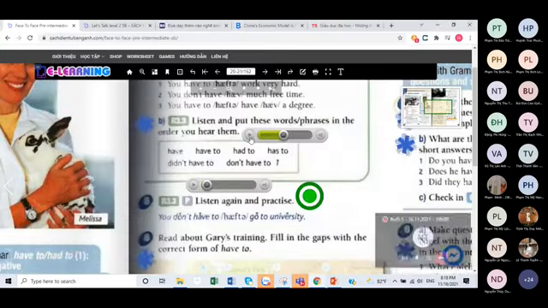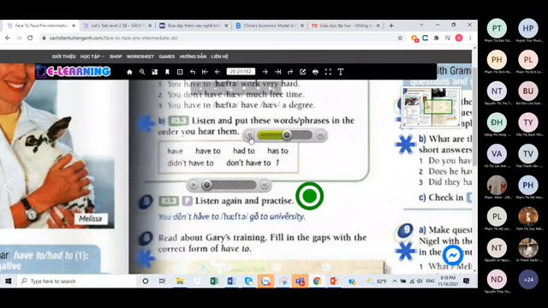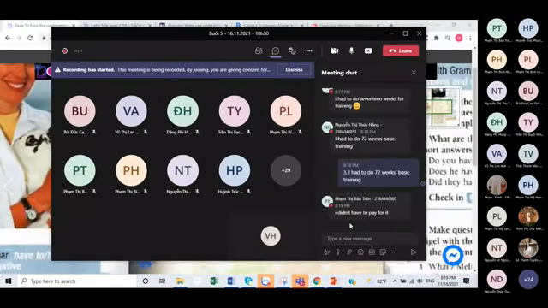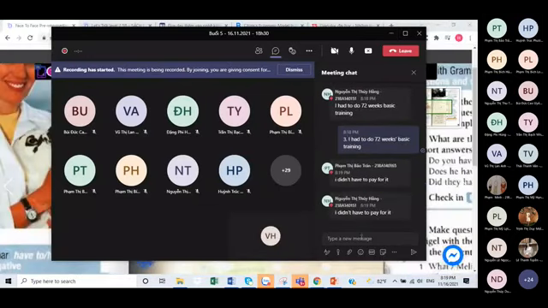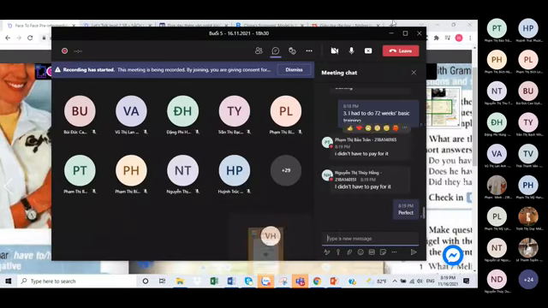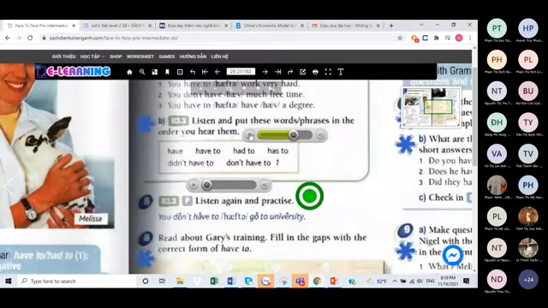And now let's move to number 4. I didn't have to pay for it. I didn't have to pay for it. Well, good. Good. That's so perfect. Now number 5. Most pilots have to pay a lot of money.